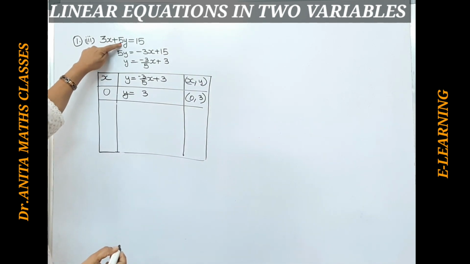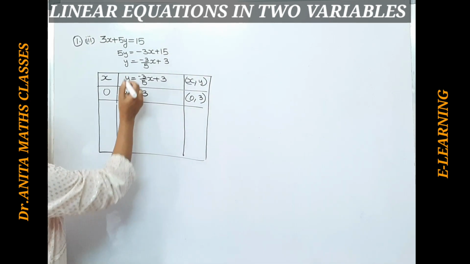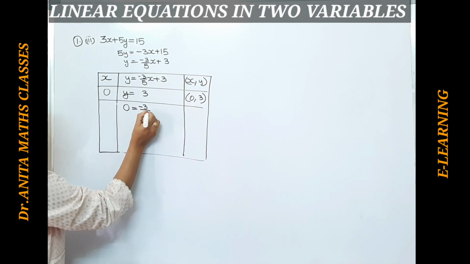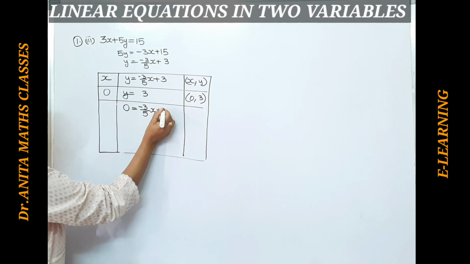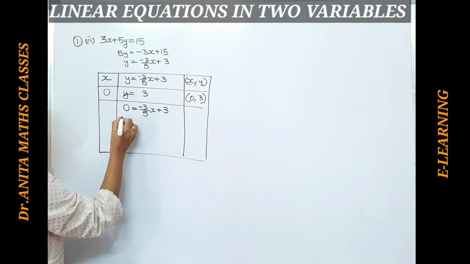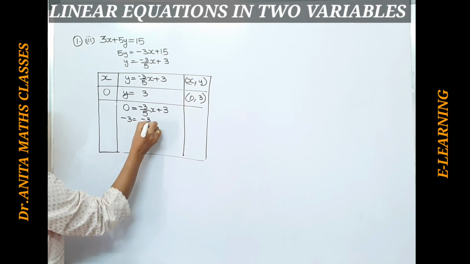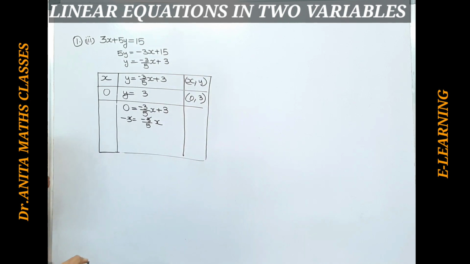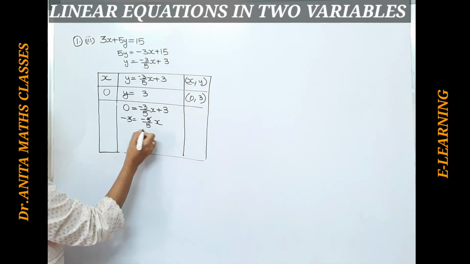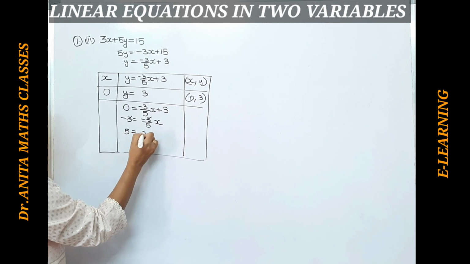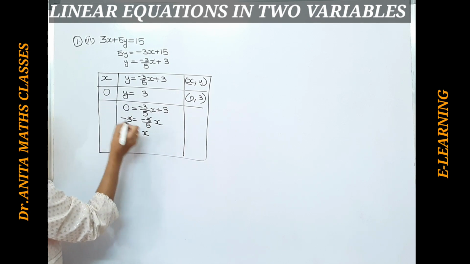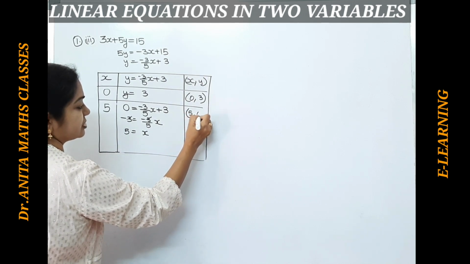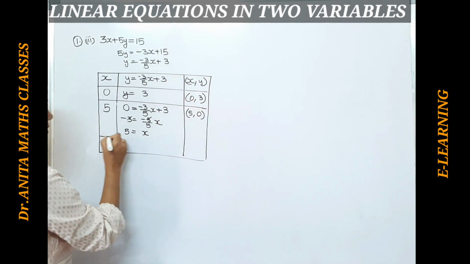Okay. Now let us take another value. Let me take the y value as 0. If you take y value as 0 here, 0 is equal to minus 3 by 5x plus 3. So if you shift this, this comes to minus 3 is equal to minus 3 by 5x. So minus 3 goes off, both sides you can take off. So x value is 5. So what have we got? When x value is 5, y value is 0. This is the second point, right?